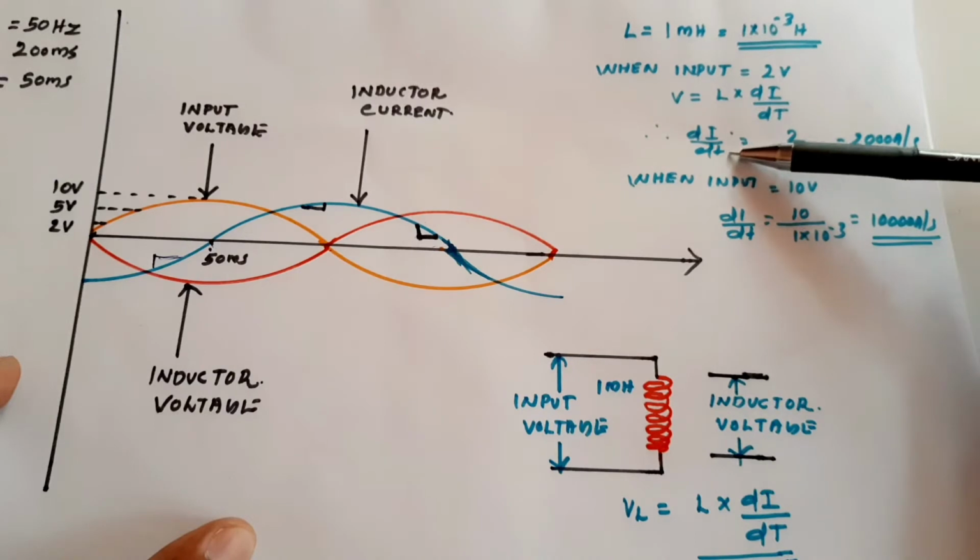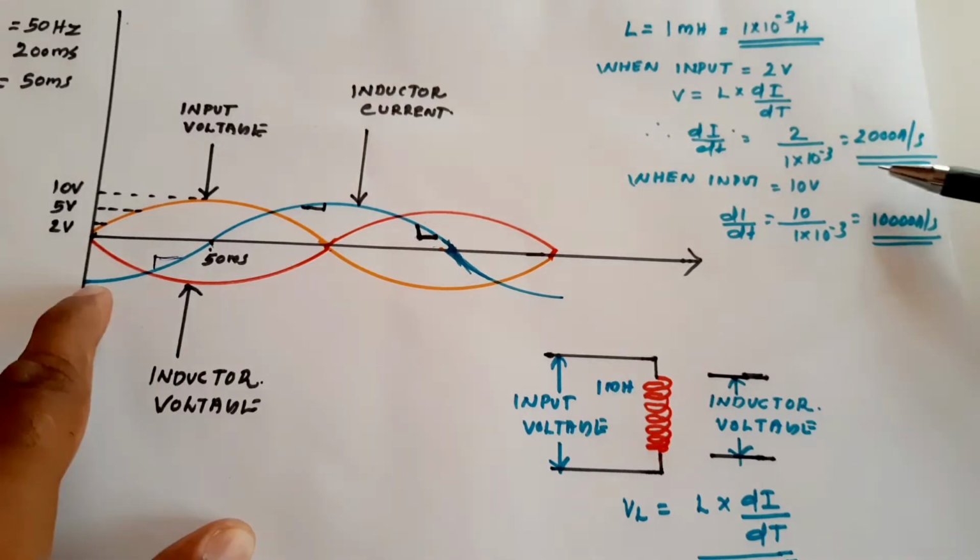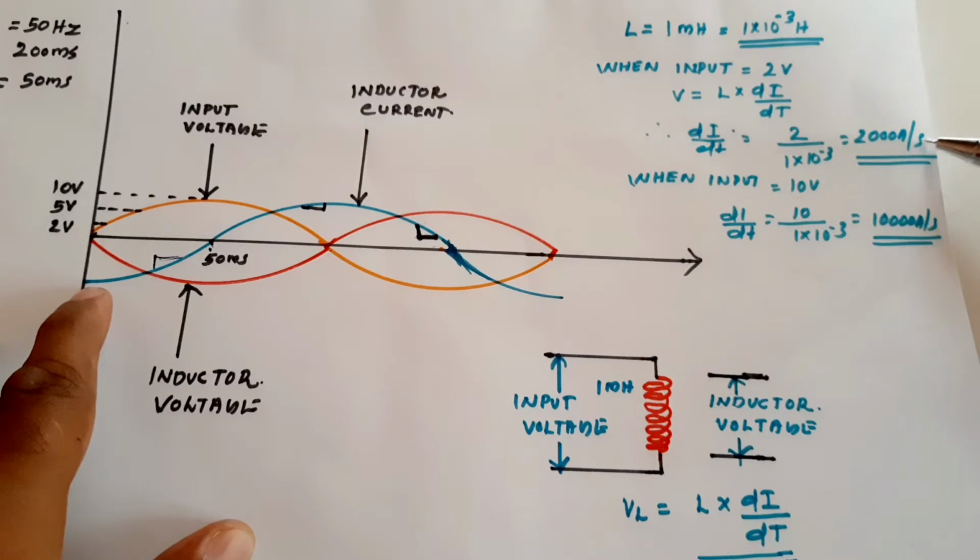So the change in current is given by 2000 ampere per second. Now it is changing at a rate of 2000 ampere per second. If it is allowed to continue in the same state, in 1 second the current will change by 2000 ampere. That means the rate of change is 2000.